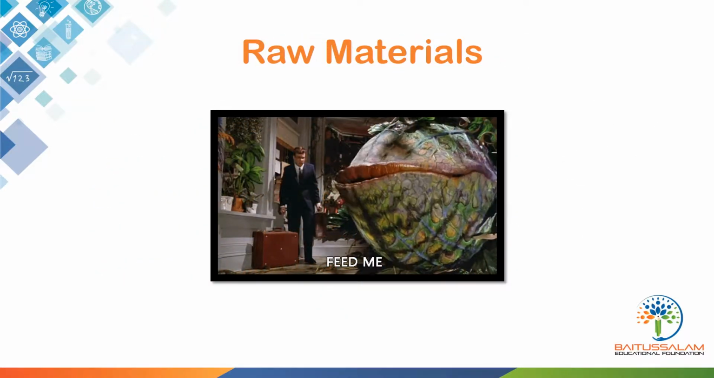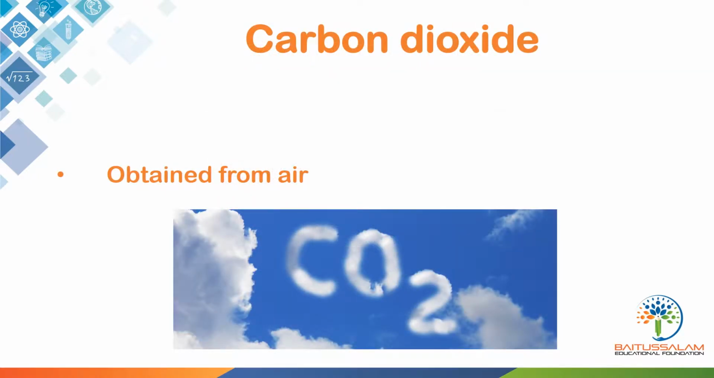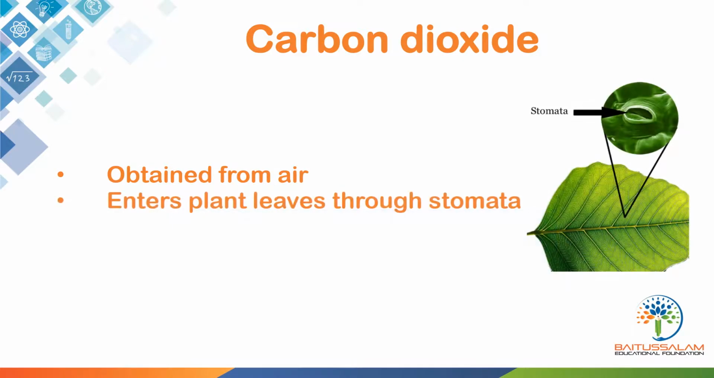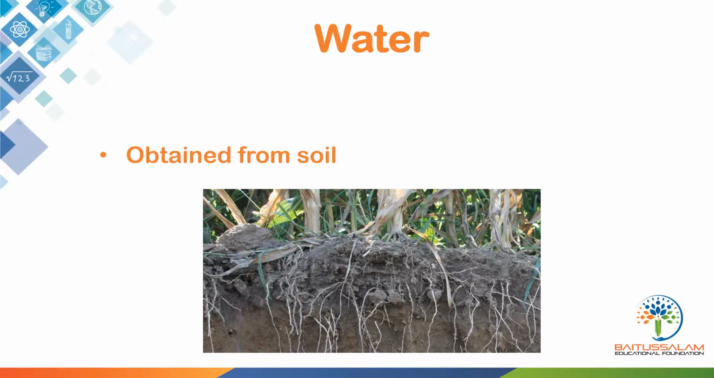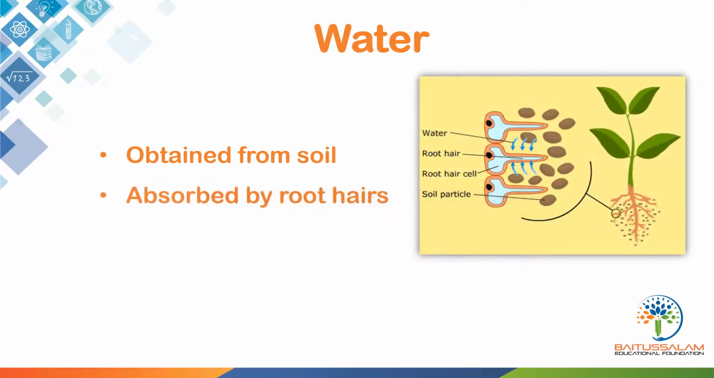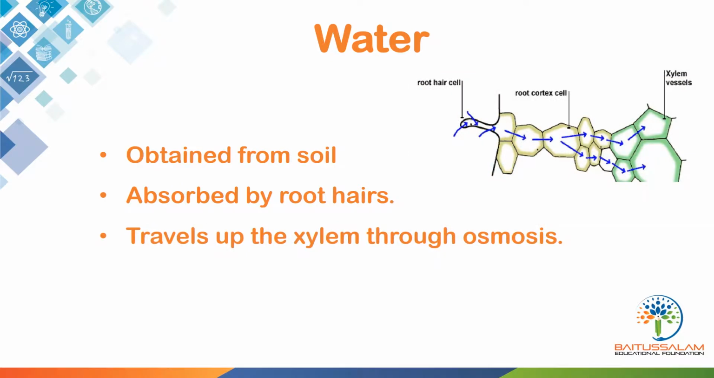What are the raw materials of photosynthesis? First is carbon dioxide that is obtained from air. It diffuses into the leaves through tiny pores called stomata. Secondly, water is obtained from the soil. It enters the plant through the root hairs by osmosis, and travels up the xylem vessels to the leaves.